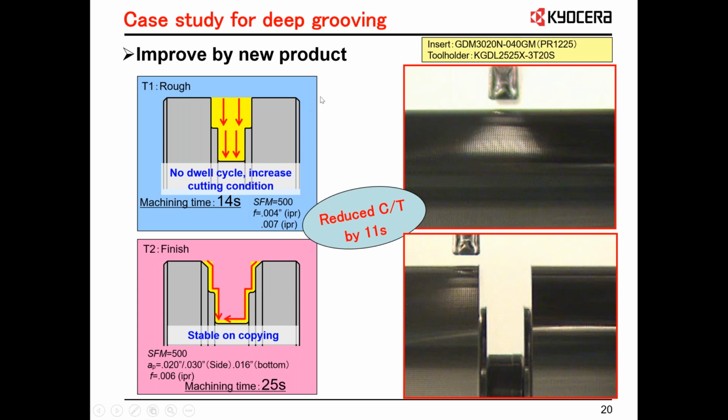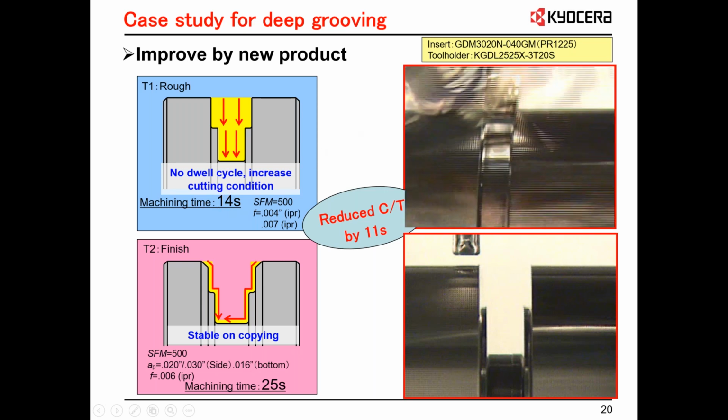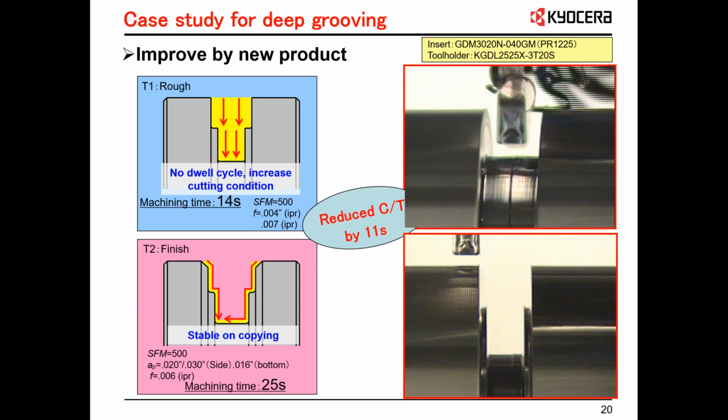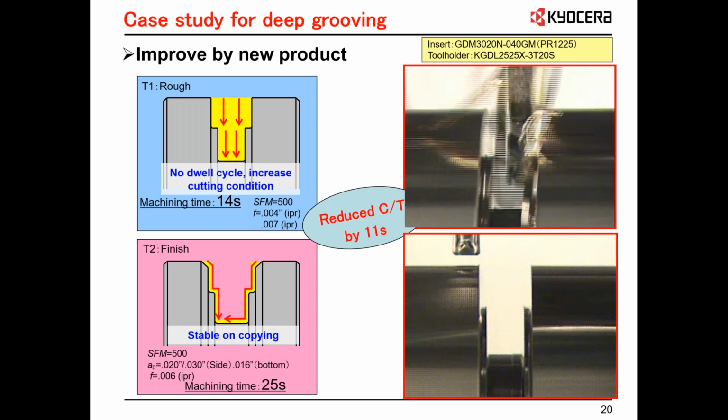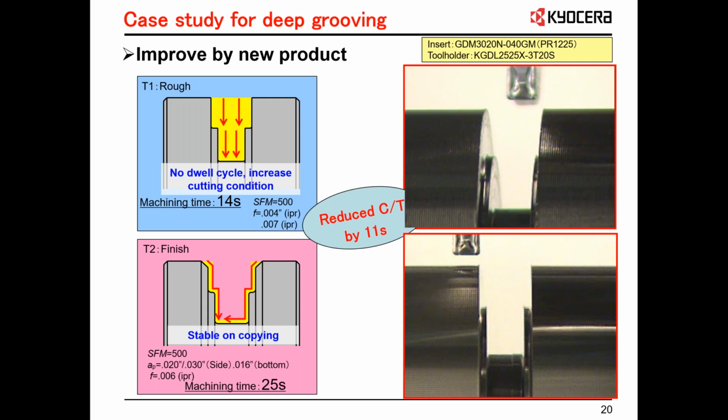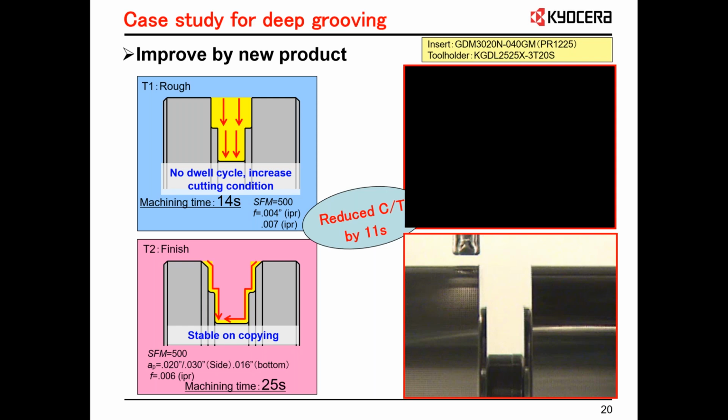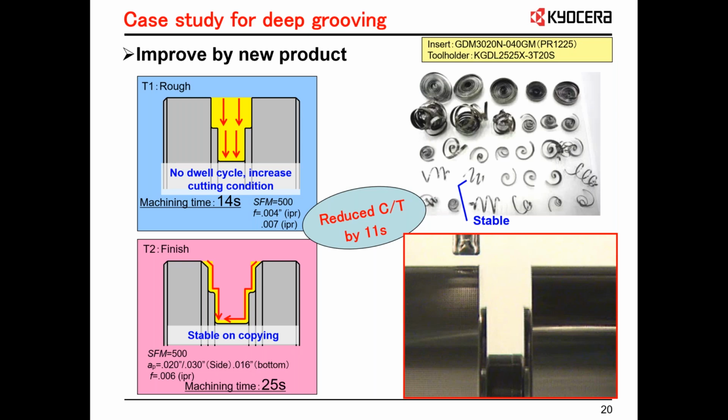But by doing this, now we can eliminate all the dwell cycles, and now we can increase the roughing cycle because we're not having to peck, from 25 seconds down to 14 seconds. All right, no dwell, reduced it by 11 seconds, and you see very stable chip control just by switching inserts to a different chip breaker.